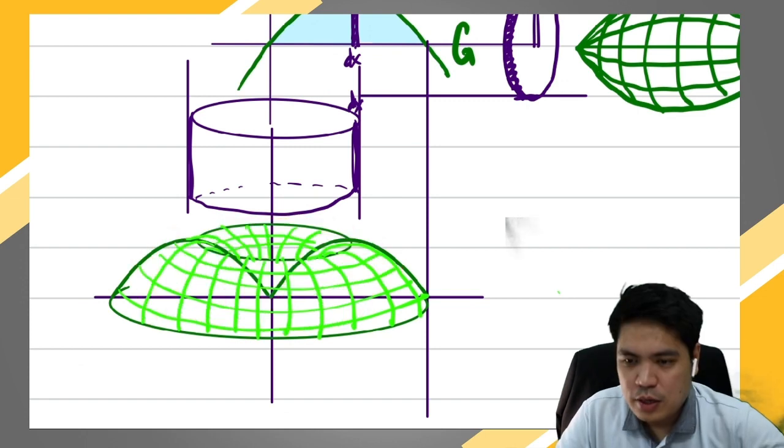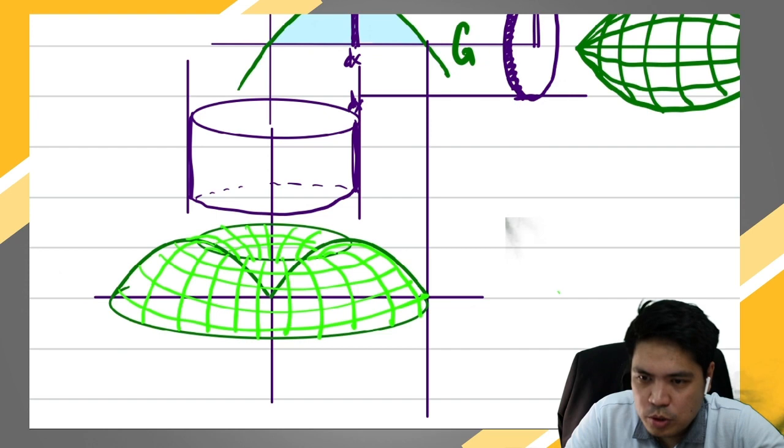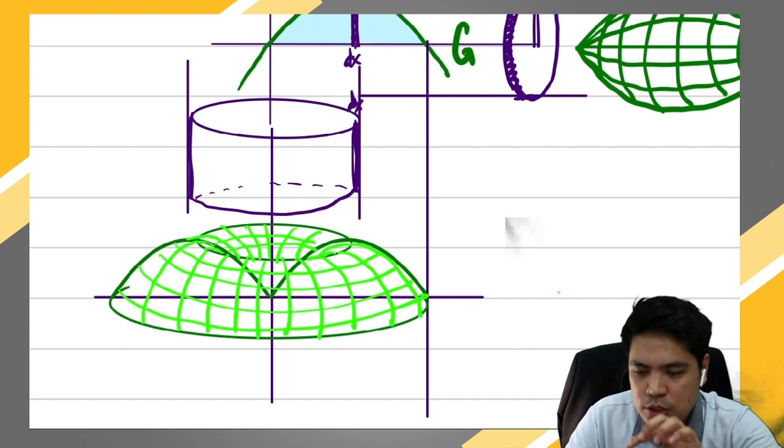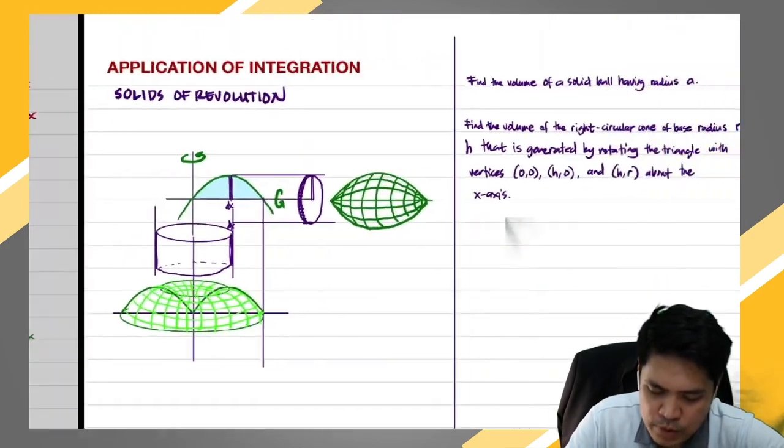Can you imagine this? You can liken this to a rolled paper, right? If you roll a paper, it is comprised of small shells. And if you integrate those small shells, the result is a solid.